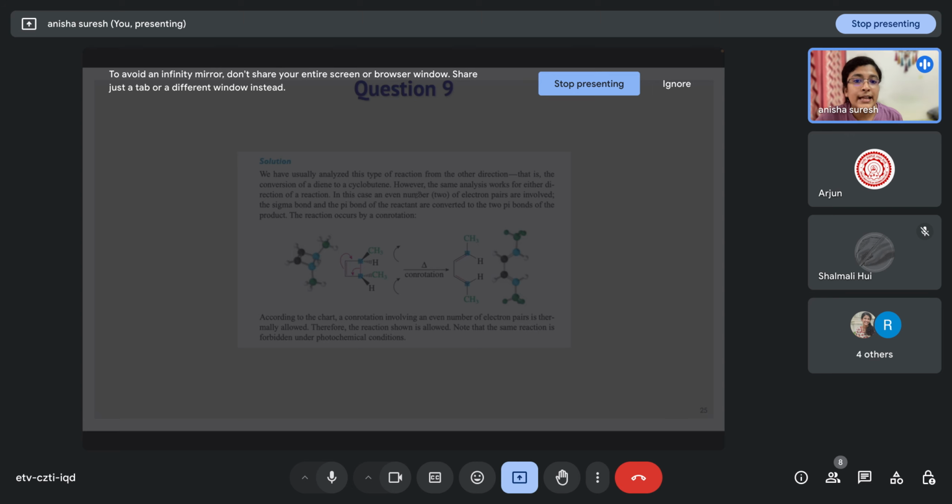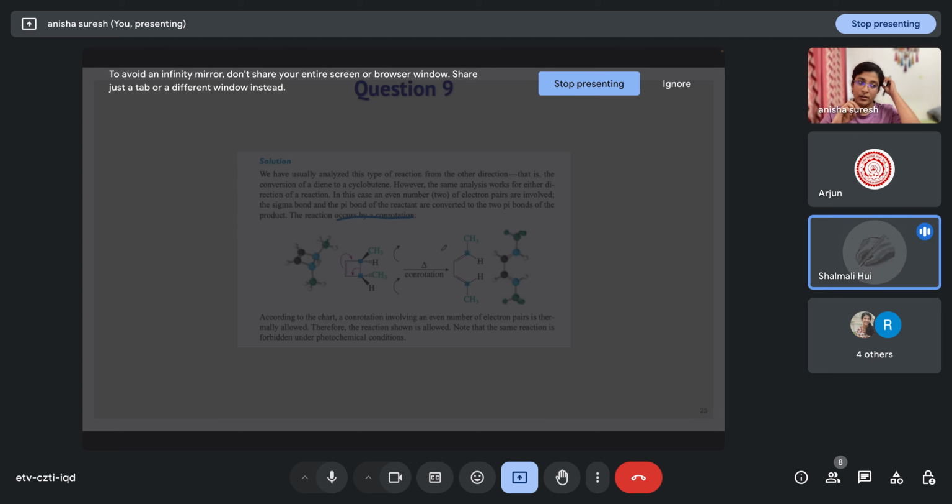So in this case, an even number, two, of electron pairs are involved. The sigma bond and the pi bond of the reactant are converted to two pi bonds of the product. So the reaction occurs by means of conrotation. And according to the chart, that is the Woodward-Hoffmann rules, a conrotation involving an even number of electron pairs is thermally allowed. So the reaction is allowed.